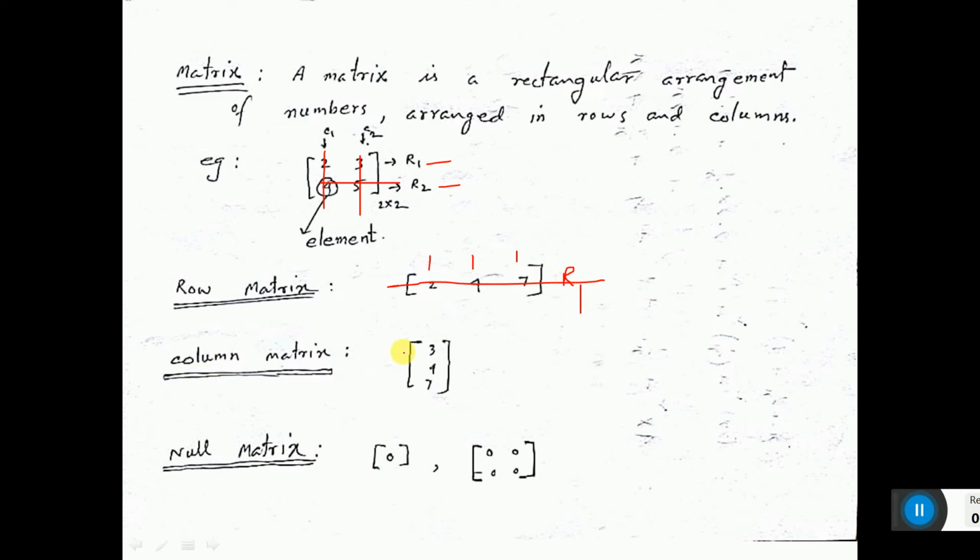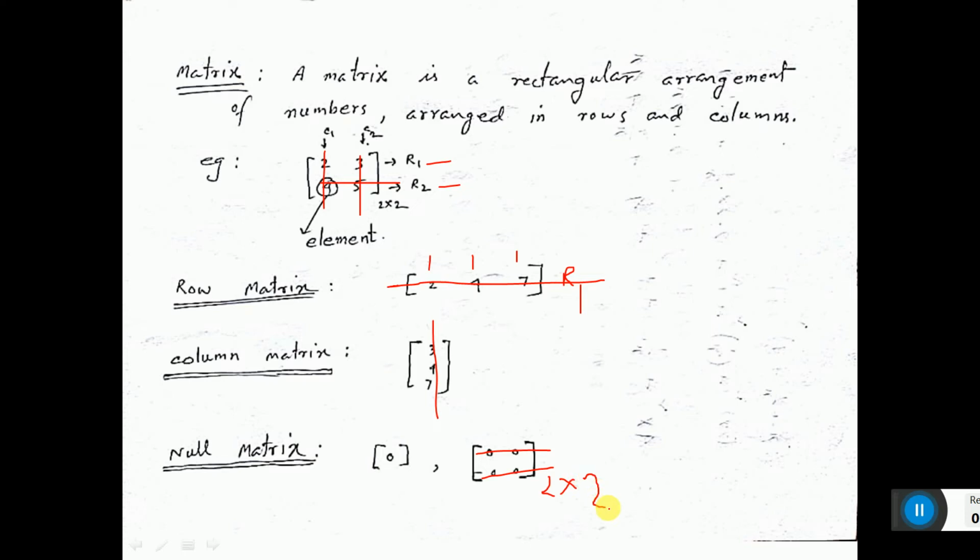Now column matrix, how many columns? Only one column, so this is called column matrix. So these are the types of matrix: row matrix, column matrix, null matrix. Null matrix means all the elements of the matrix will be 0. So this is the null matrix of order 2 cross 2.